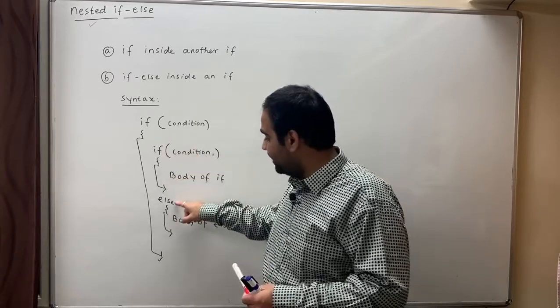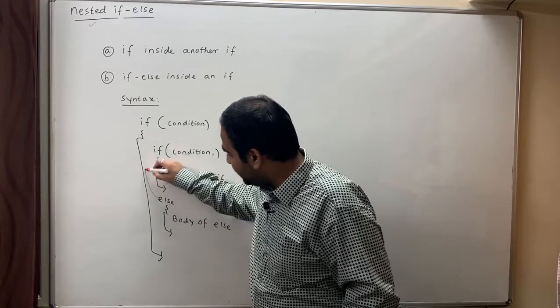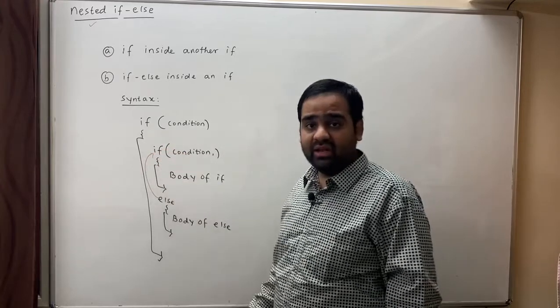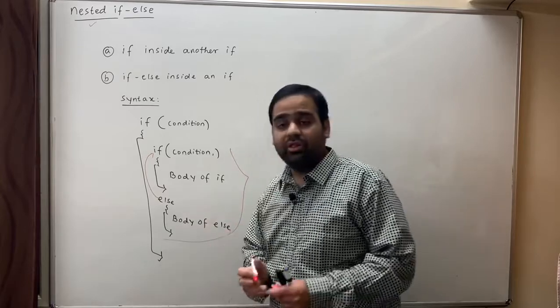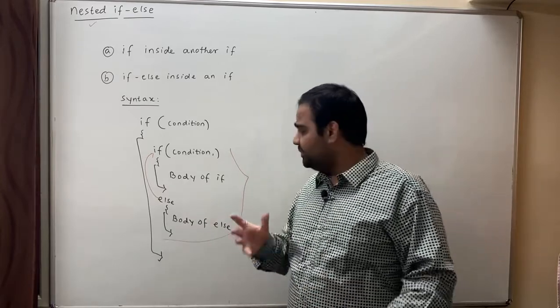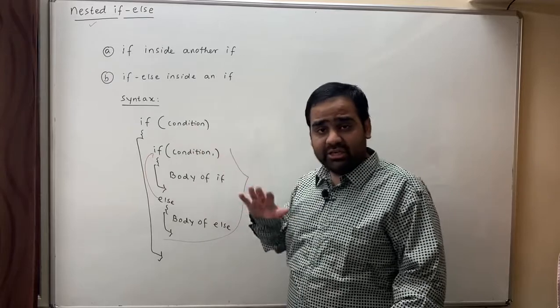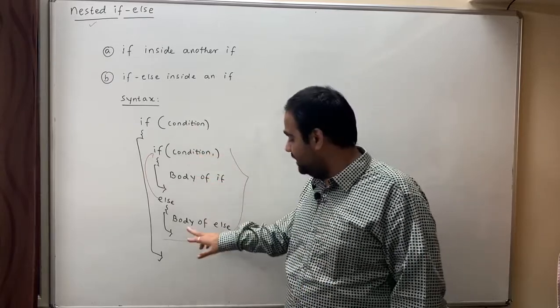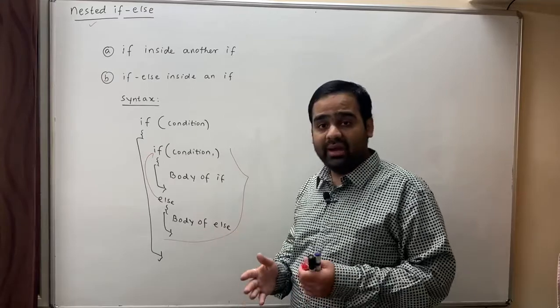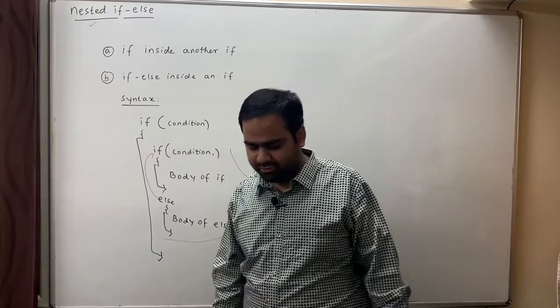That means this else is associated to this particular if, that is the inner if, not the outer if. These two will make the if else. Now, if condition is true but condition 1 happens to be false, then what will happen? Then the body of else will get executed.